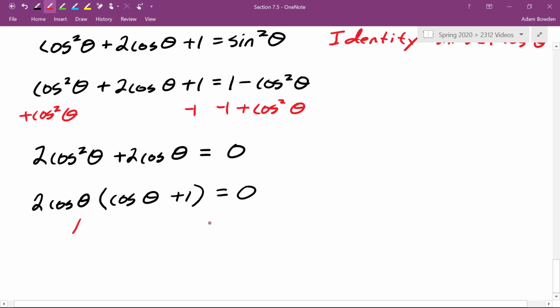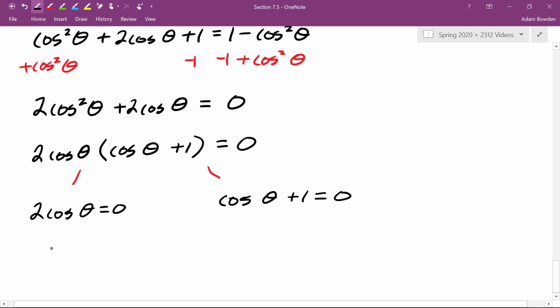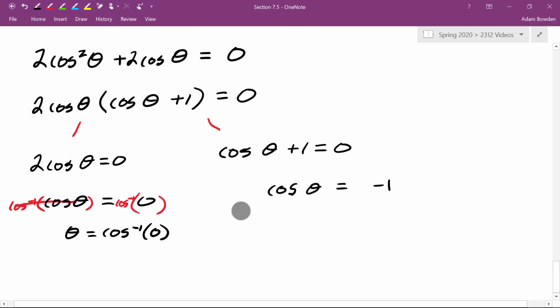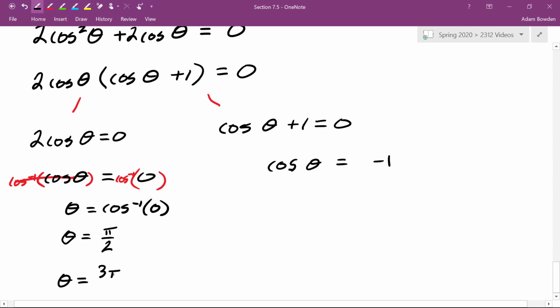Now we can set each of these equal to 0. We get 2 cosine theta equal to 0, cosine theta plus 1 equal to 0. So now we have cosine theta equal to 0, cosine theta equals minus 1. So if I take the inverse here, solve for theta, theta is cosine inverse of 0. So there are 2 locations where this happens. It happens at pi over 2, and it happens at 3 pi over 2.